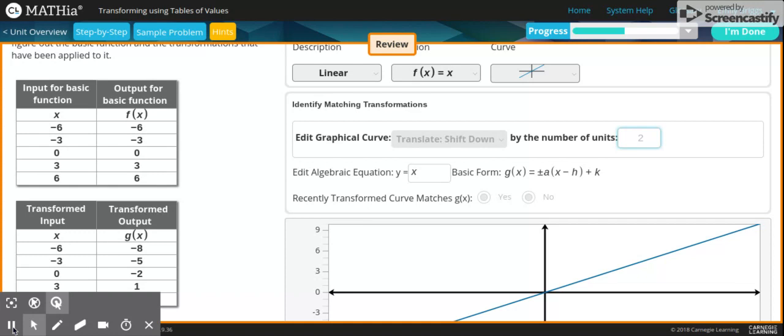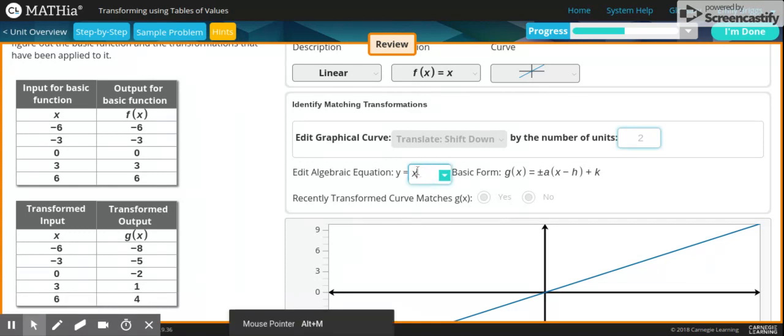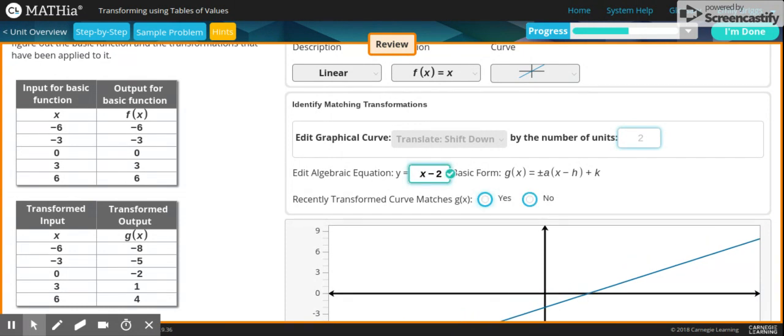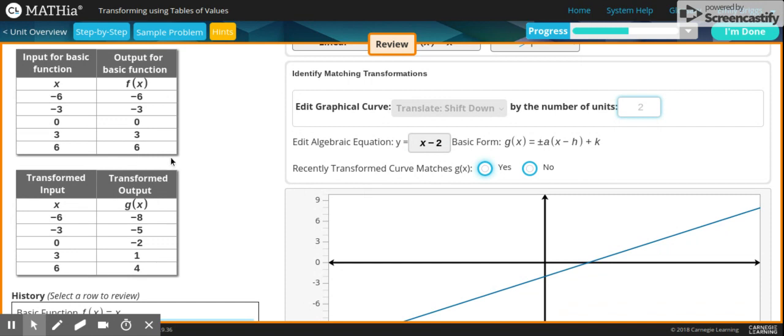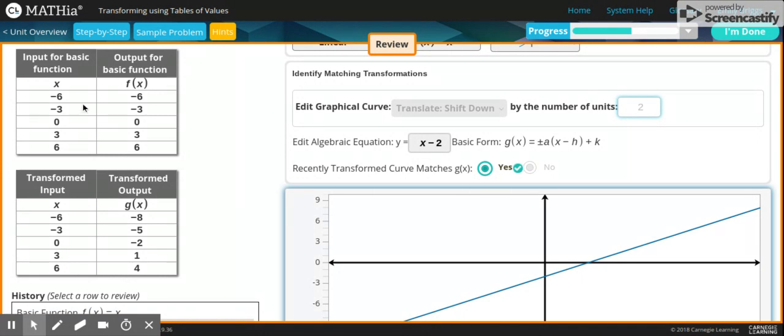So then you have to edit the algebraic equation, y equals x, and we know we're going to be subtracting 2. And it's not in parentheses because you're not shifting left or right. And then, as you can see, nothing else has changed. We're not reflecting or anything, so yes, you're done. And then always pay attention to whether or not it's linear and quadratic, because sometimes it is hard to tell if you're going too fast.